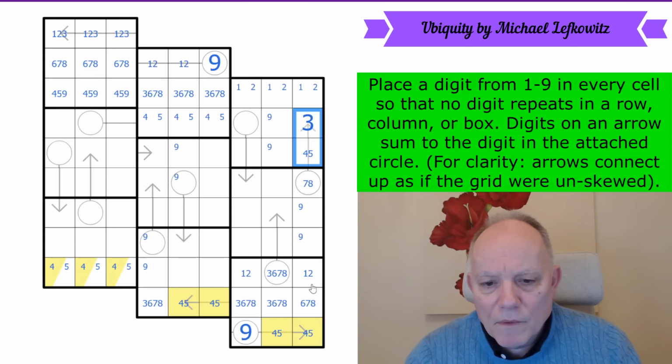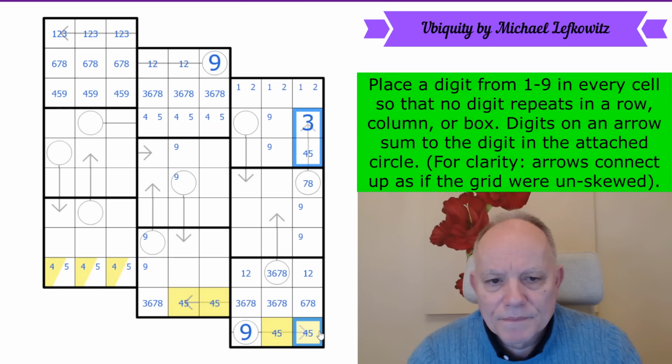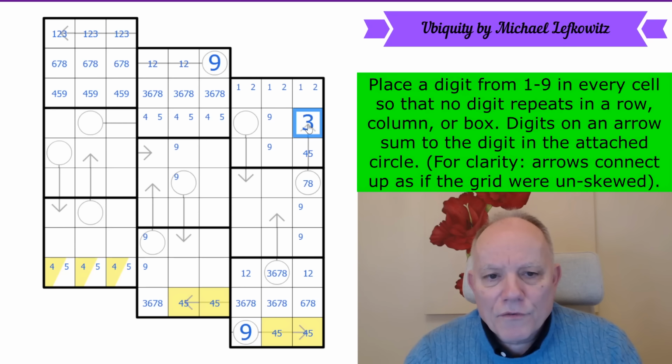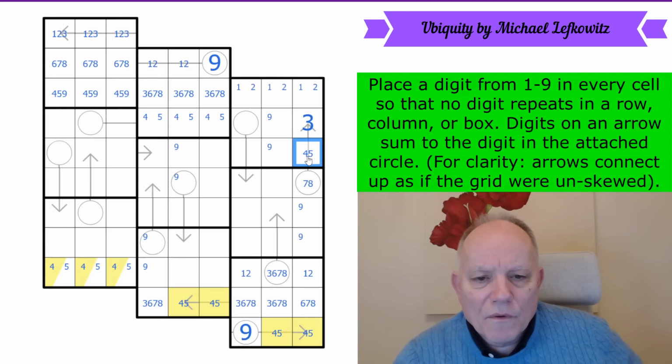And in this column, we've got a 3 and a 4, 5 pair. Now, if 3 is there, 1 and 2 are here, 3 is there, that's 4 or 5.